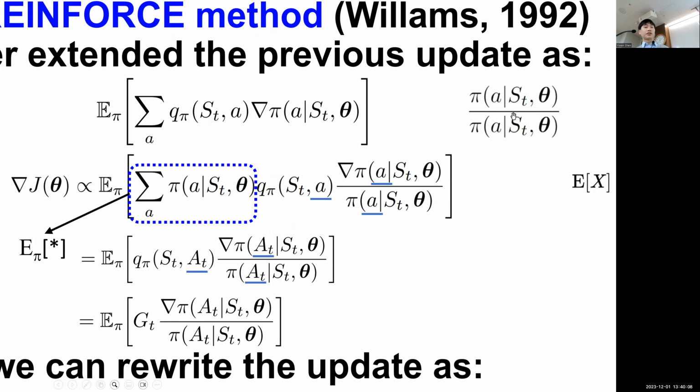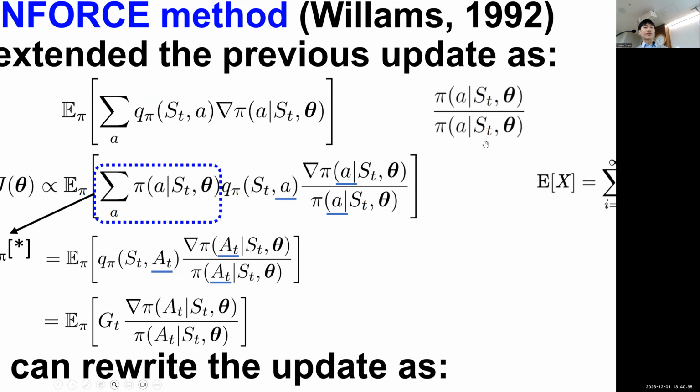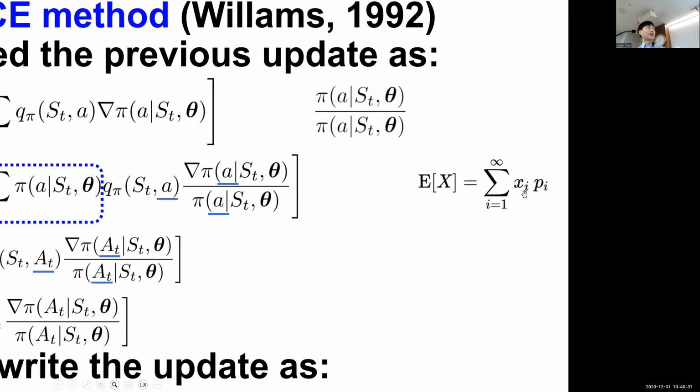So then we put this fraction into this expectation. We put the pi A S T here and another pi S T here, so that it doesn't change the value of this expectation, because they cancel and equal 1. Now, what we look at here is that we use the expectation definition again, the expectation of the random variable.